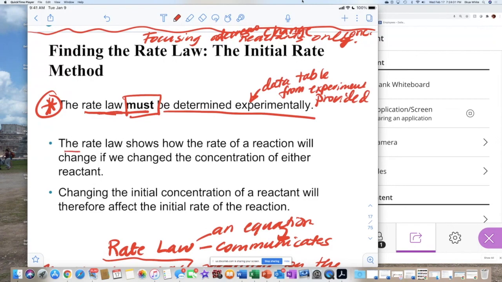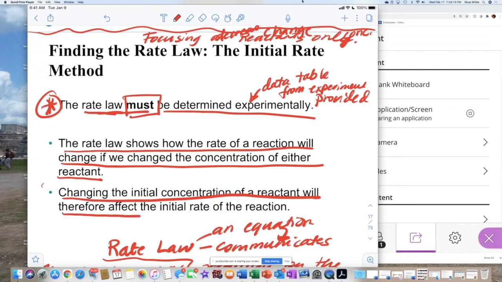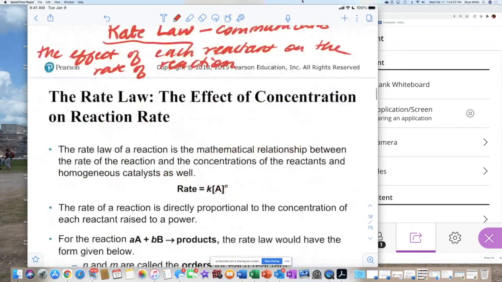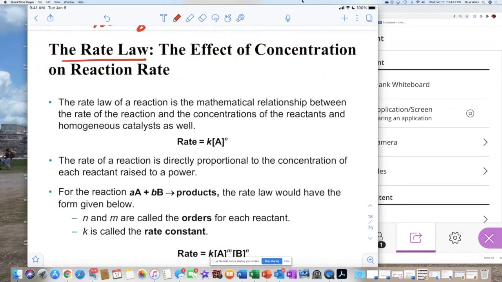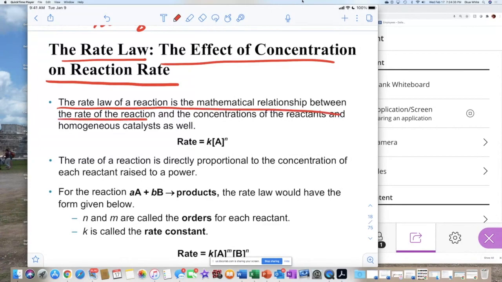That's an equation. The rate law shows how the rate of a reaction will change if we change the concentration of either reactant, assuming there's more than one reactant. How each reactant's concentration change influences the rate of the reaction. Changing the initial concentration of a reactant will therefore affect the initial rate of the reaction. Okay, so let's see an example of how this plays out. The rate law, the effect of concentration on reaction rate. The rate law of a reaction is a mathematical relationship between the rate of the reaction and the concentrations of the reactants and homogeneous catalyst as well.